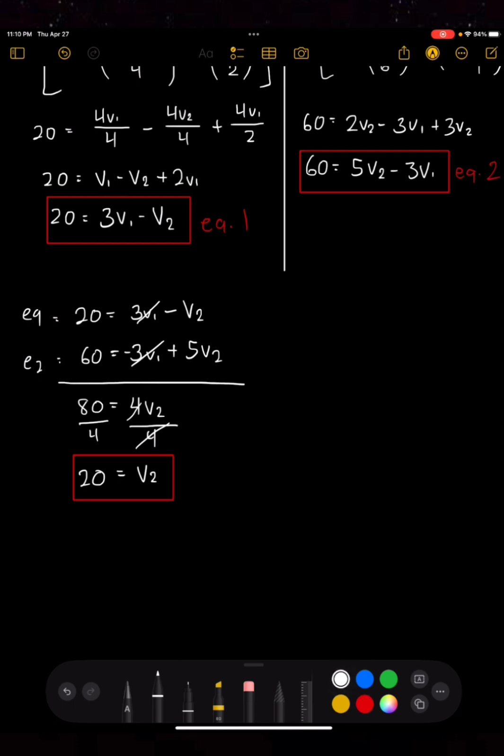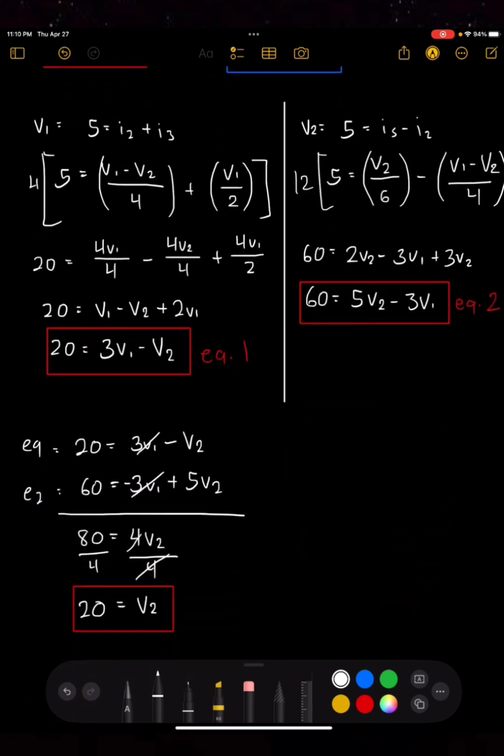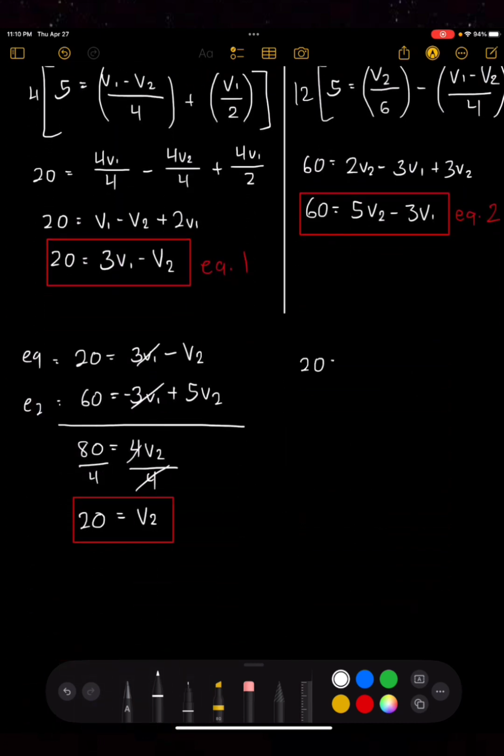Ngayon, to get the V1 naman ay gamitin ulit natin yung equation 1. So, 20 is equal to 3V1 minus yung value ng V2 which is 20. So, magiging V1 is equal to 13.333 volts. Tapos, V2 natin ay 20 volts. So, ito na yung nodes natin.